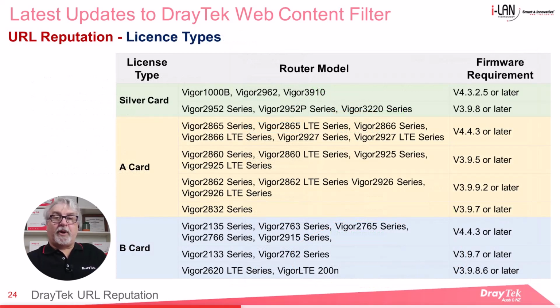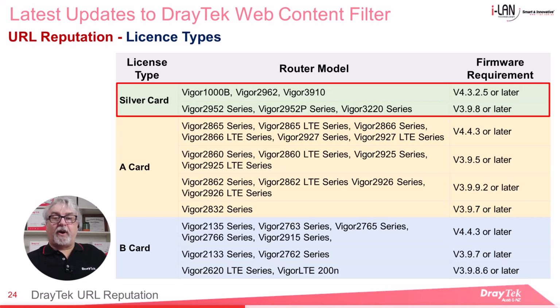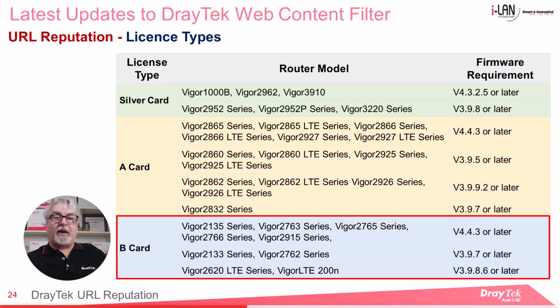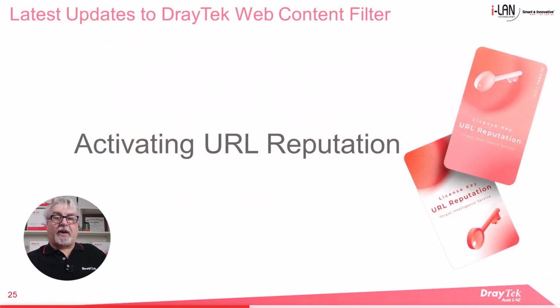If you do decide to purchase a URL Reputation license key for your router, be aware that there are 3 license types to suit different model routers. These are Silver Card to suit high-end routers, A Card to suit dual WAN routers, and B Card to suit single WAN routers. As noted earlier, DrayTek routers come with a 30-day trial for URL Reputation that can be activated if you'd like to test it out to see if it suits your requirements.